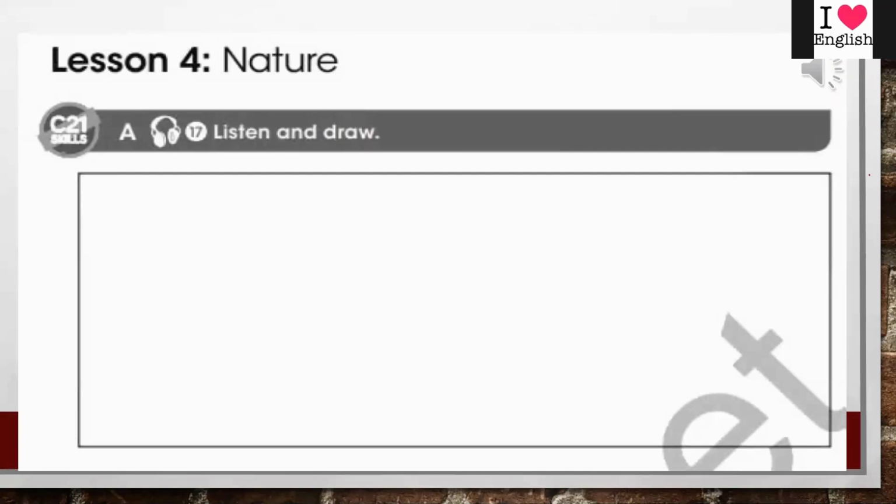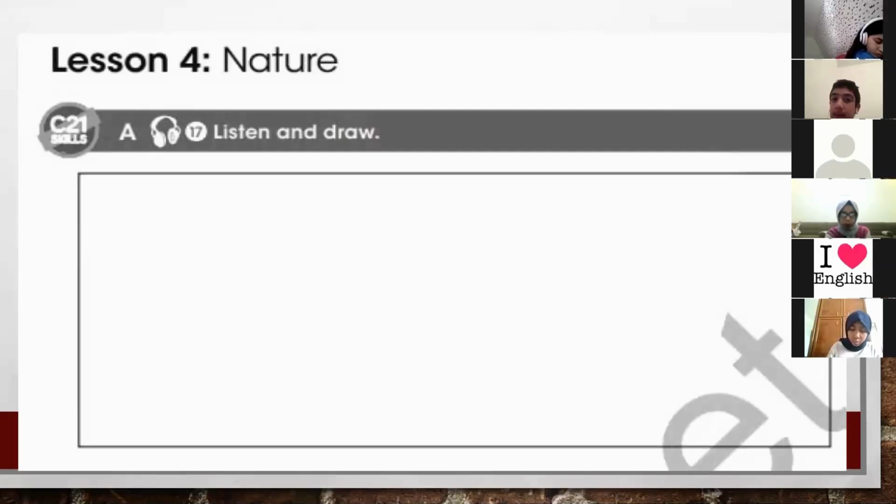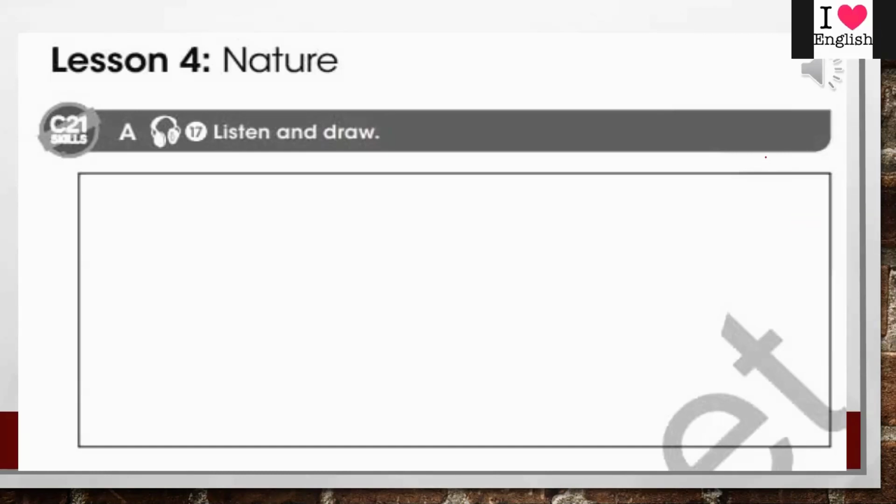Track 17. Listen and draw. Look at the picture. You can see some mountains. Draw the sun in the sky. Draw four clouds in the sky. One cloud is white. Two clouds are grey. One cloud is black. Draw some snow on the mountains. Draw some grass and some trees.